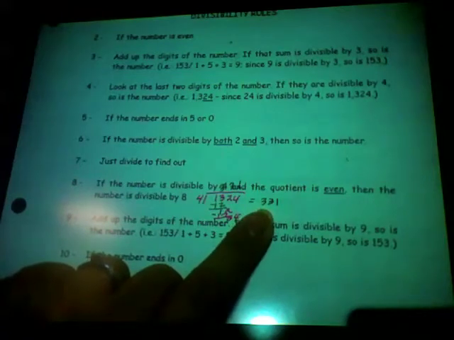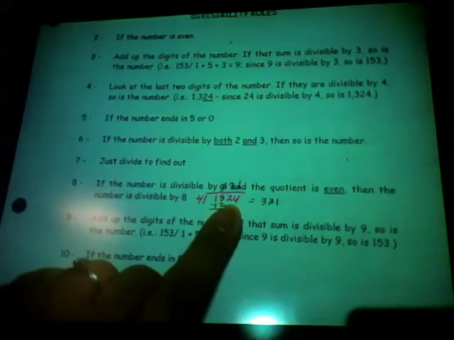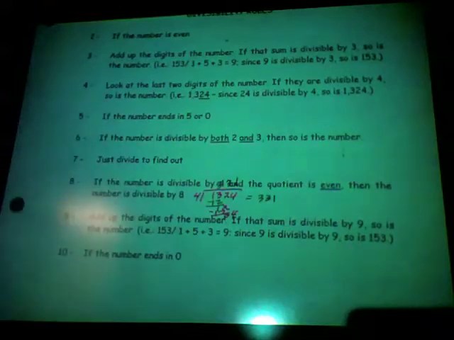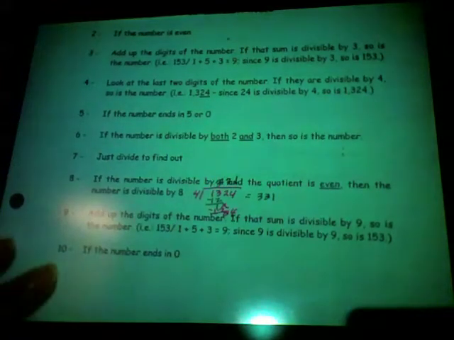What this rule is saying is if this quotient, in other words, after you divide by 4, if this quotient is even, then 8 goes into the number as well. Is this even? No. So 8 does not go into 1,324 because what's 4 times 2? 8. If we divide the number by 4 and we can't still divide it by 2, 8 can't possibly go in there. Then 9 we already talked about.